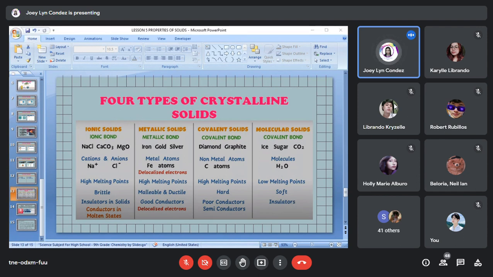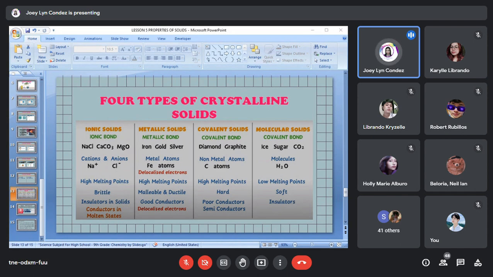We have ionic solids. The force acting between these molecules are ionic bonds. Okay, ionic solids involve ions. It can be metals or non-metals. So remember, ions are atoms or molecules with charges. For example, sodium chloride: sodium is a cation, and chlorine is an anion. So metals and non-metals are involved in ionic solids.